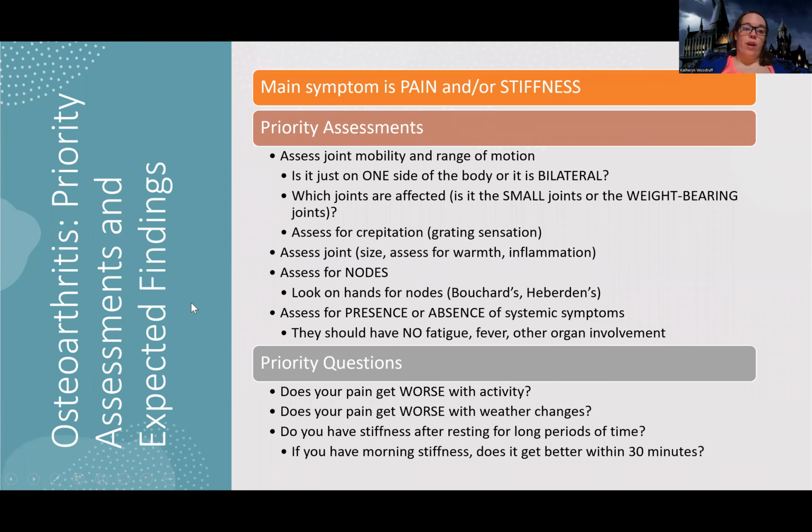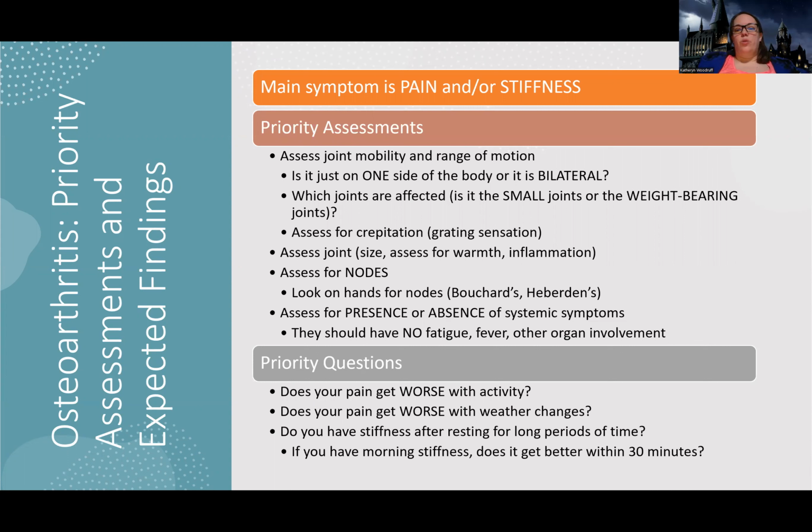All right, so what are our priority assessments? Our main thing that we assess for is pain and/or stiffness, because these are the two big things with all types of arthritis. Generally with most arthritis, they hurt when they move, but if they rest for too long, they get stiff. It's a really fine balance with these patients, kind of like with back problems, where we want them to move enough so they don't get stiff, but not move so much that they're hurting too much.